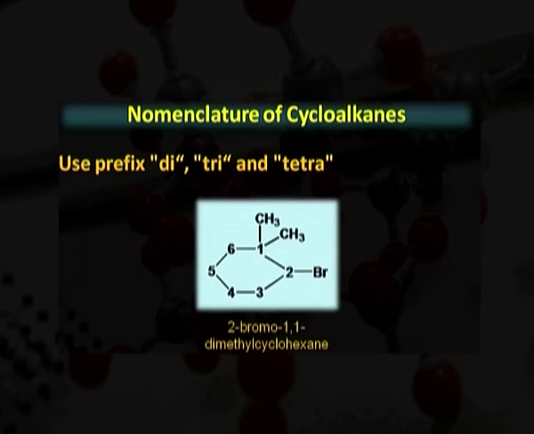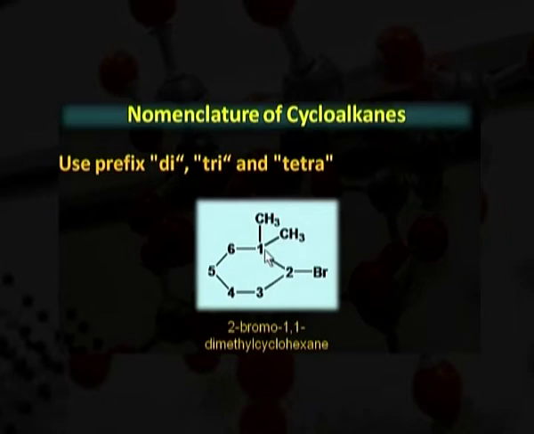The prefixes di, tri and tetra are used according to the number of substituent groups, as is clear in this structure. Carbon number 1 contains 2 methyl groups, and carbon number 2 has a bromo group. So, according to IUPAC nomenclature, the name of this compound is 2-bromo-1,1-dimethylcyclohexane, with the substituents in alphabetical order, and 1,1 because both methyl groups are located on carbon number 1.